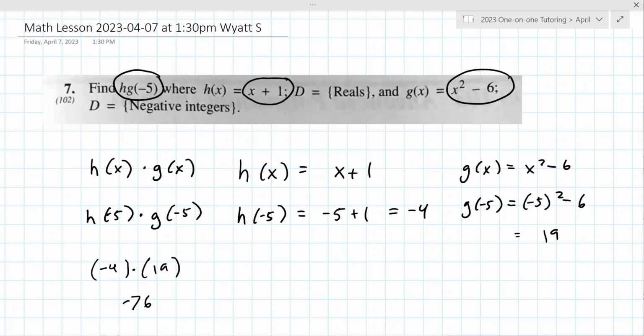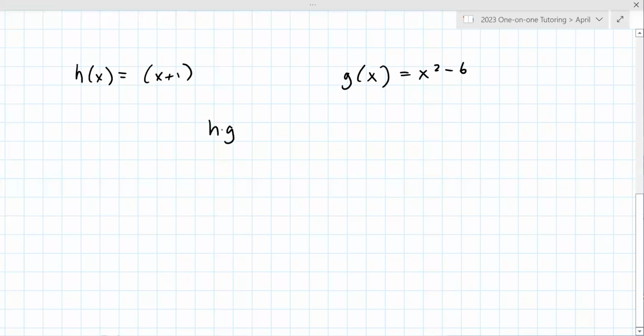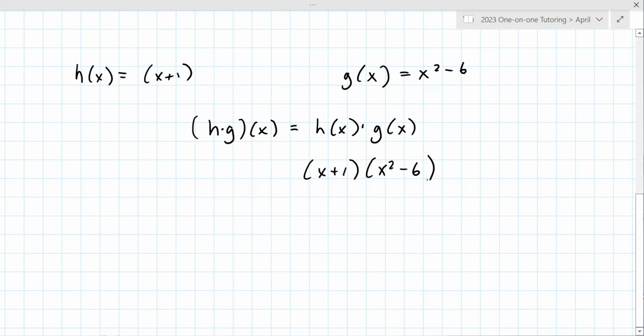Now, there is another way to do this, which I'd like to show you. Notice we evaluated the function. What you could do is find the product of h of x and g of x. So we'll do that next. h of x is x plus 1. g of x is x squared minus 6. If they want you to find h times g of x, and this is kind of better notation, what they mean is h of x times g of x. So you take that x plus 1, x squared minus 6, and you multiply them together, you FOIL.